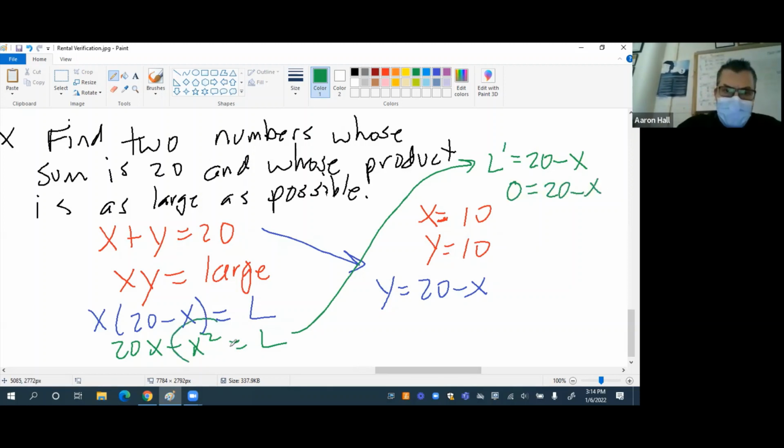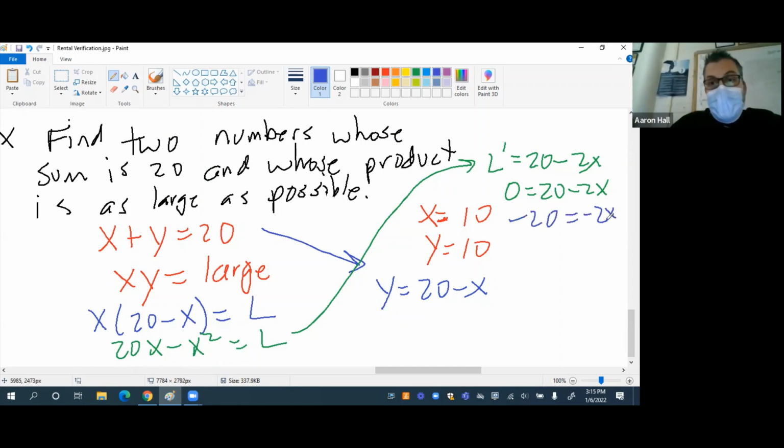Did we do the derivative of that right? Yeah, that would be 2x. Okay, 2x, right? So we have 0 equals 20 minus 2x, and then negative 20 equals negative 2x, right? And x equals what? Which means y equals 10. Yep.